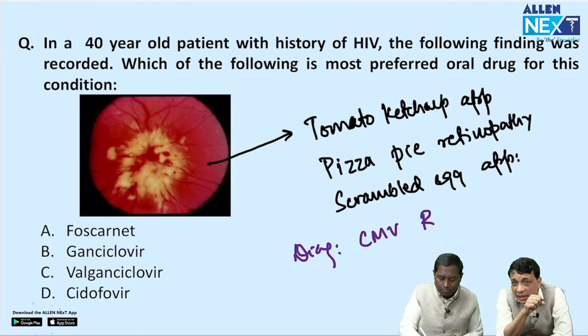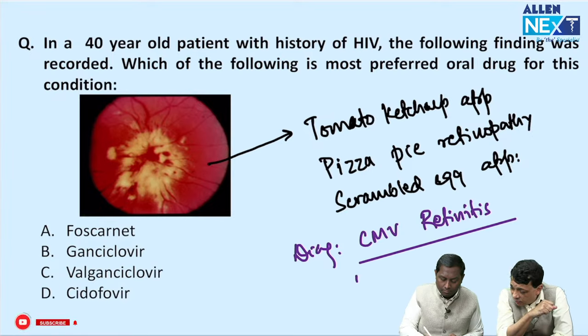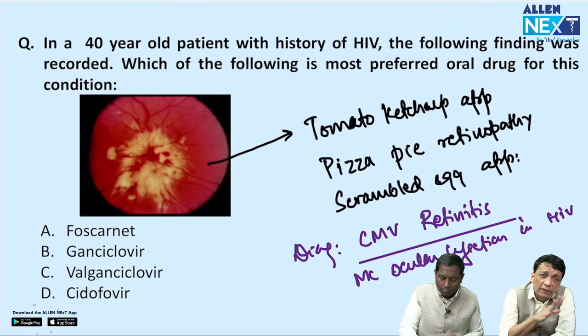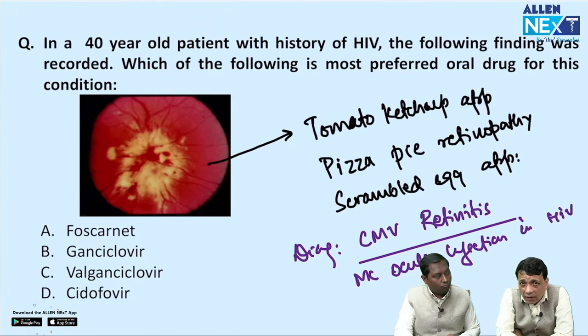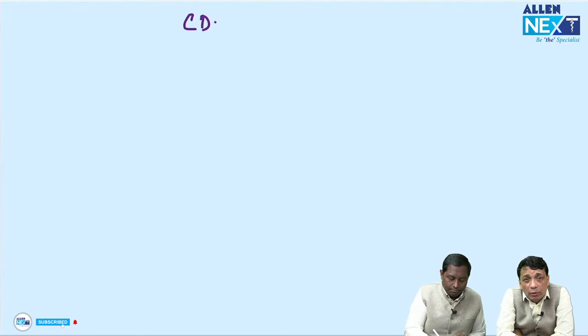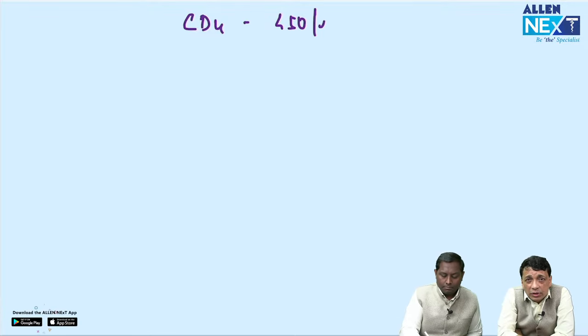So this is the most common ocular infection. No, actually, finding would not be correct. Most common ocular infection in HIV. Remember, CMV retinitis is seen in very severe cases of HIV where the CD4 count has already dropped below 50. Below 50, the normal CD4 count is almost 500, but this has dropped below 50 per microliter, and so this is one infection which comes there.